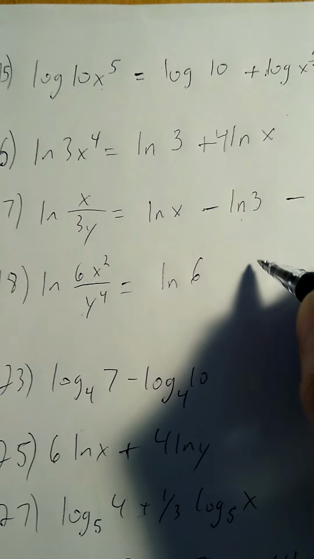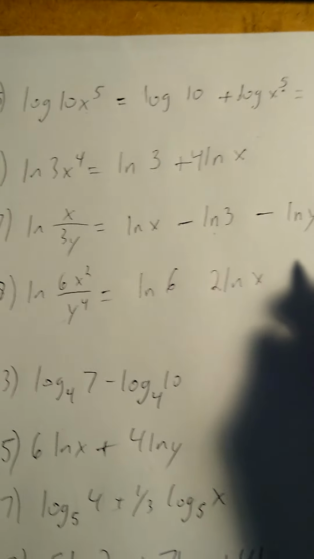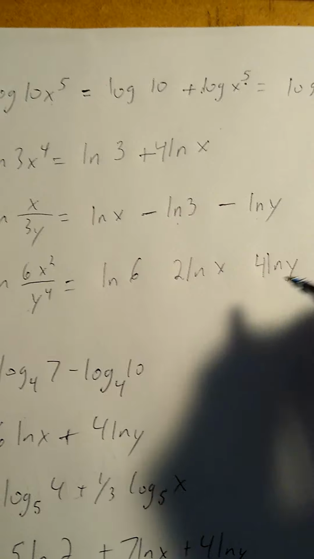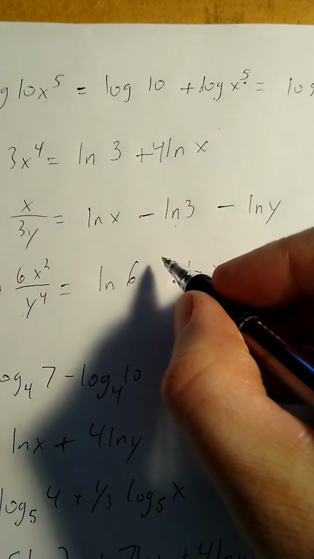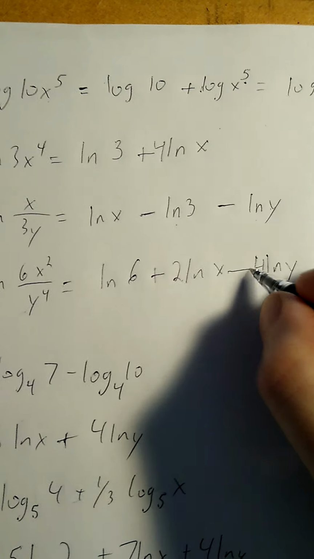Next I have 6 x squared. Let's throw the 2 in front. Y to the 4th. Let's throw the 4 in front. These two are being multiplied, so I'm going to add them. This is being divided, so I subtract.